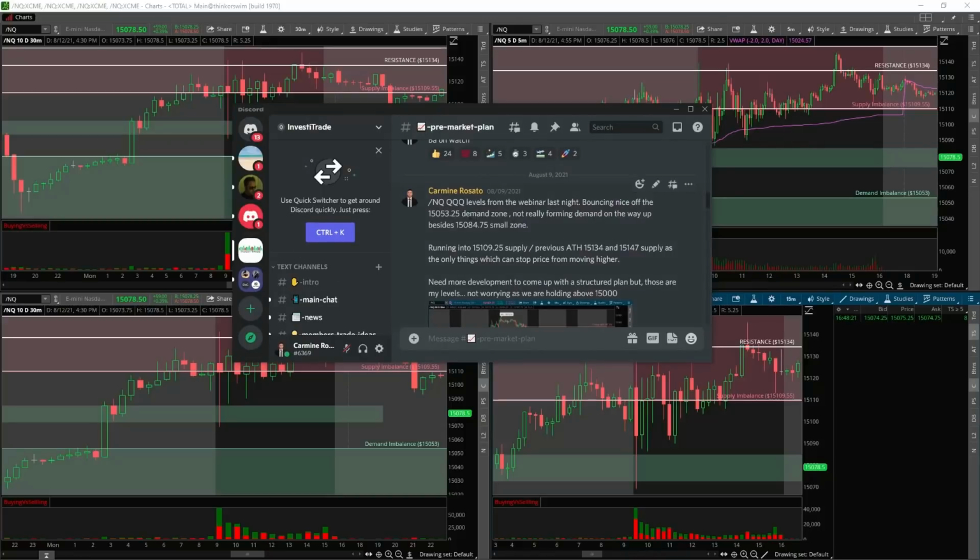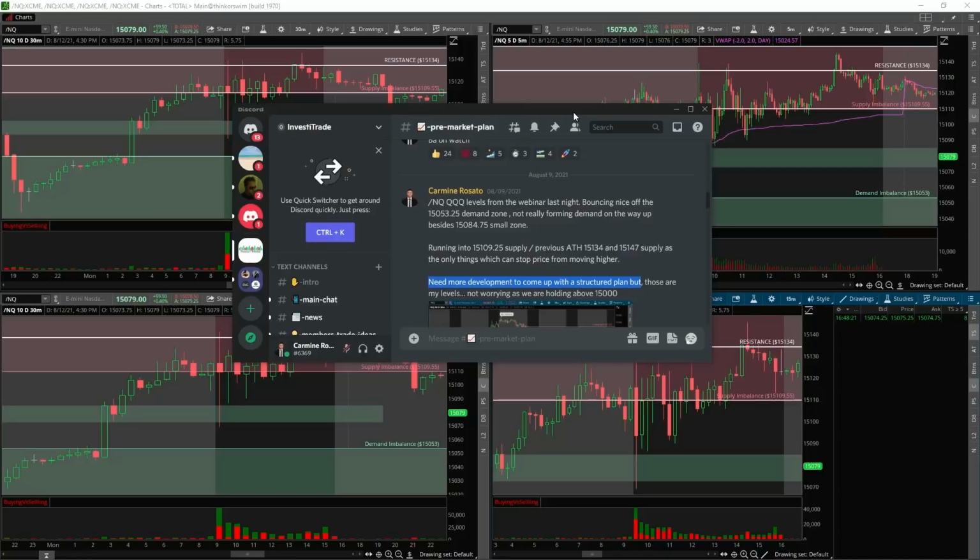This was on Monday. We were watching NQ and QQQ. We were bouncing overnight at the 15030 demand zone. We weren't really creating demand on the way up, besides this micro zone right here at 15084. We were also running into the supply zone at the pink box, and we had a previous all-time high at 15134 that was acting as resistance. I said this needed more development to come up with a structured plan, but those are the levels that I'm watching, not worrying as we're holding above 15,000. The biggest thing here is I need more development to come up with a structured plan.